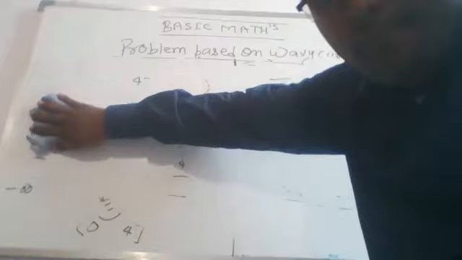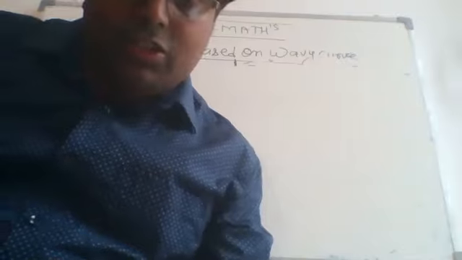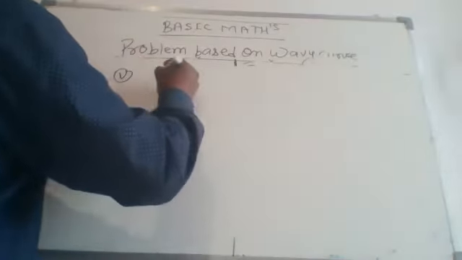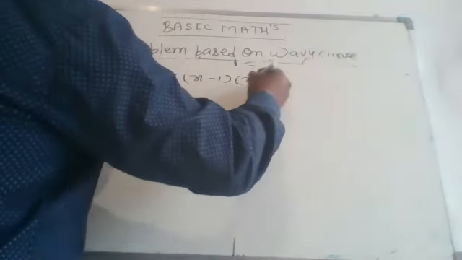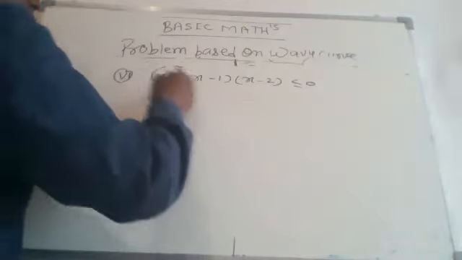Let's see, everyone. If we get a question like this one, let's see over here. The 6th number question: x into x minus 1 into x minus 2 less than or equal to 0. We want to solve this question.